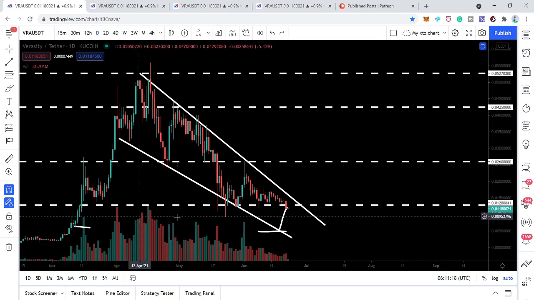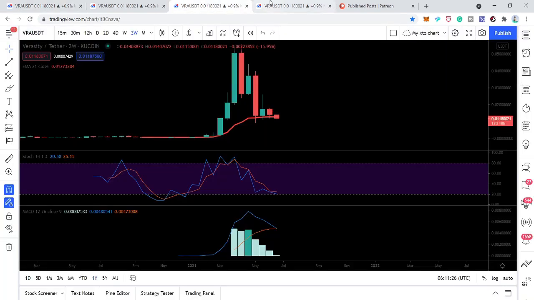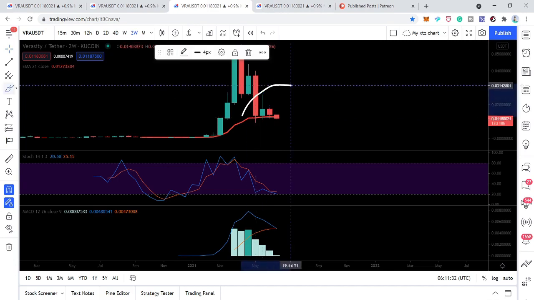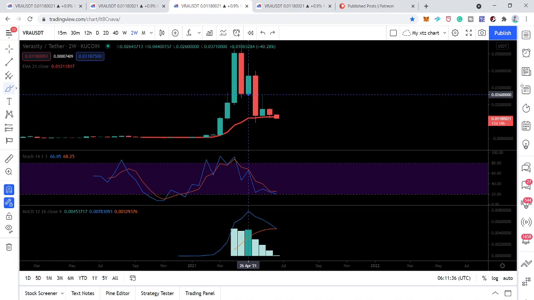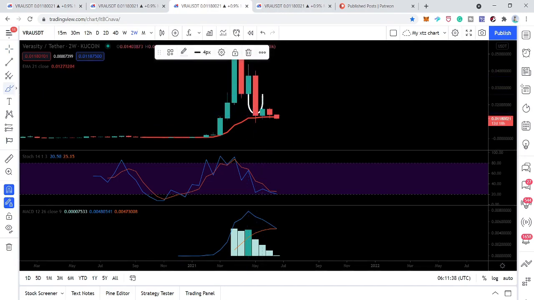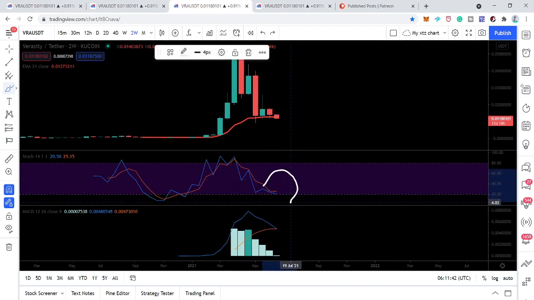However, I'm expecting that the price action will not break down this support, because on the long-term chart, if we take a look here at this long-term 2-week chart, then the price action is at the support of EMA 21. You can see previously we had a nice bounce here, and the price action is again at this support, but this time you can see that the stochastic is going to enter in the oversold zone.